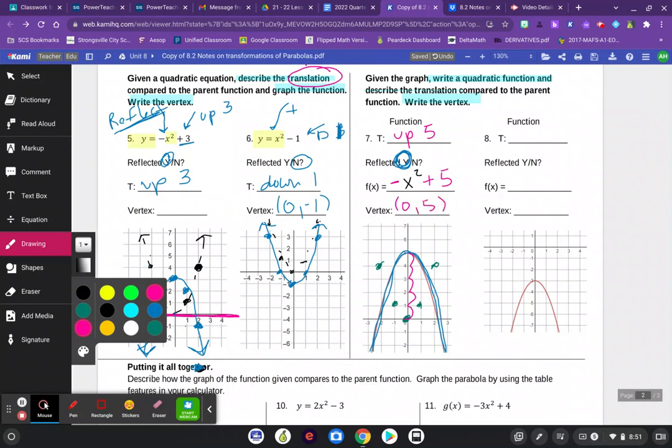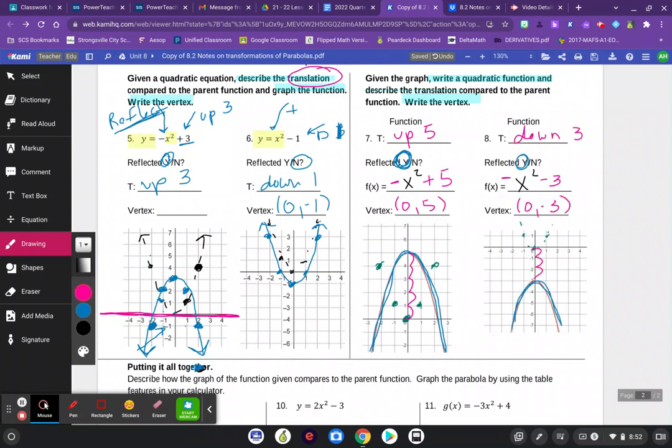Okay, so again, I always like to get that parent function graphed to help count and compare what the new graph is doing. I like to write what my parent function is, f of x equals x squared, and then I like to apply the transformations to that parent function. All right, I want you to pause the video, try number 8, and then we will check it together.